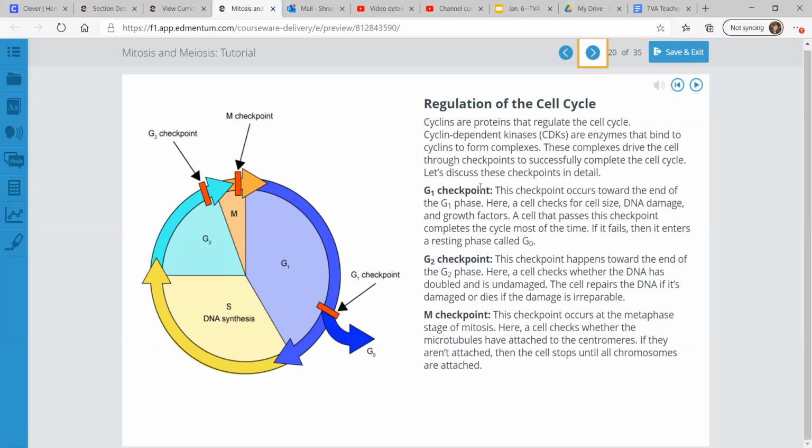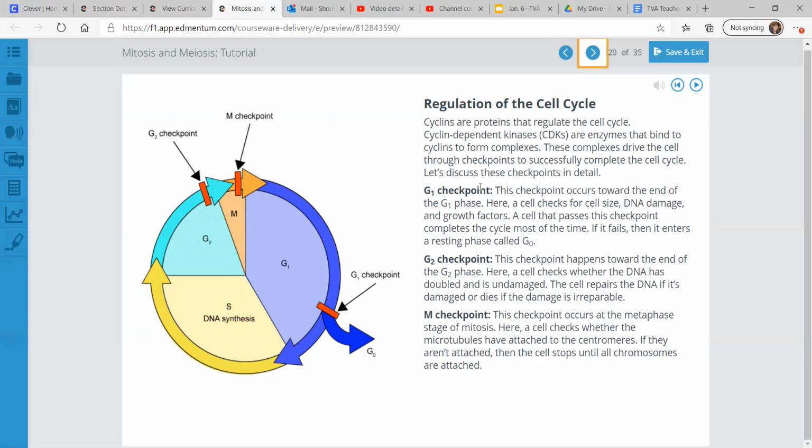G1 checkpoint. This occurs towards the end of G1 phase. Here, a cell checks for cell size, DNA damage, and growth factors. A cell that passes this checkpoint completes the cycle most of the time. If it fails, then it enters a resting phase called G0. So it's not allowed to go past this point if it fails.